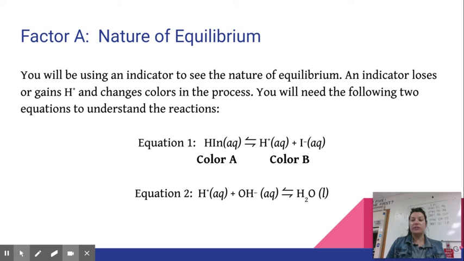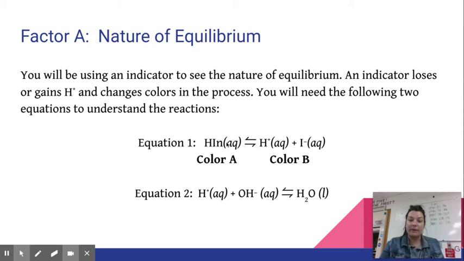So we're going to need to know these 2 following equations to understand the reactions. The reason I'm saying this is in order to tell whether there's a shift in the reaction, meaning am I on the product side or the reactant side, the product side and the reactant side have to have different colors. So in this case, this is our equation for the indicator. So hydrogen plus ion, which is the indicator. Most times indicators have very elaborate chemical structures, so we just indicate them as In.